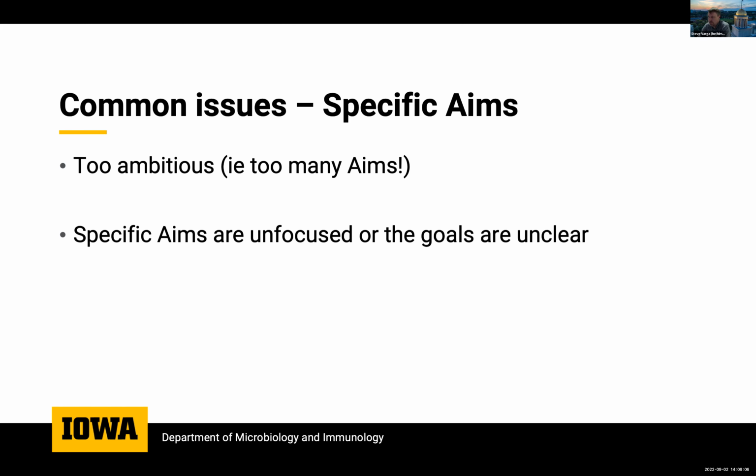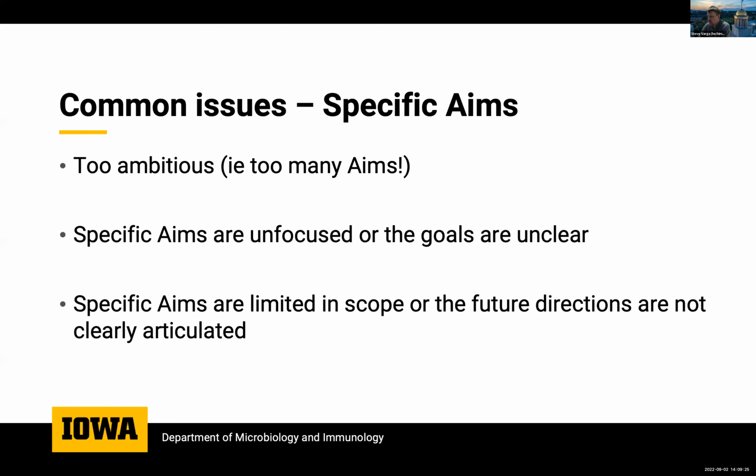Also, specific aims can be unfocused. Try to avoid that, or the goals of the aim are unclear. And so you want to make sure that the experiments that you're proposing are going to test your hypotheses that are detailed in the specific aims. And then sometimes we'll write specific aims that are a little more descriptive and limited in scope, and they're not really mechanistically focused.